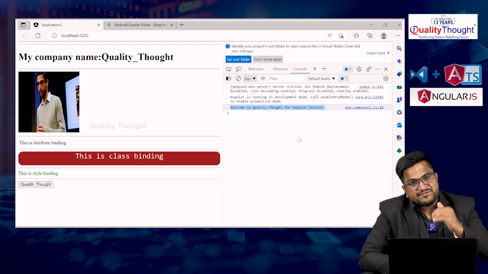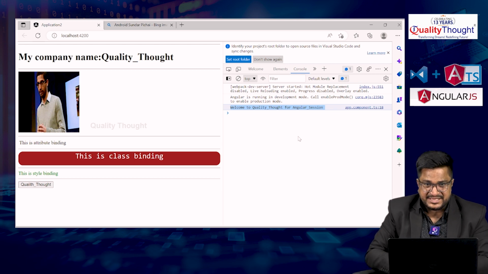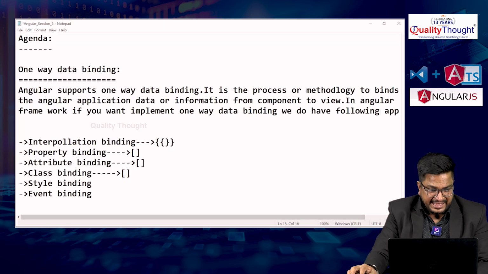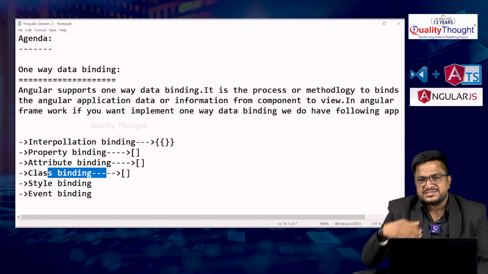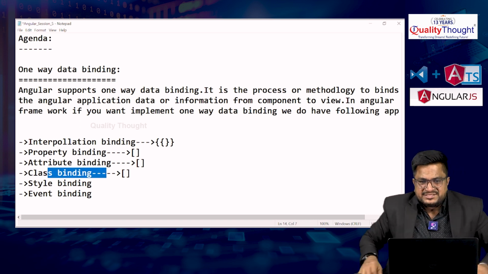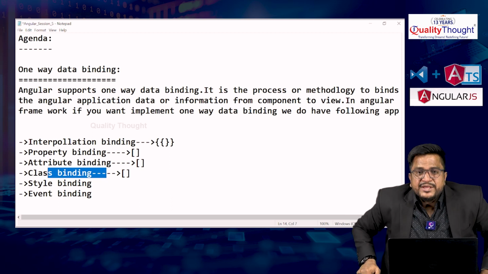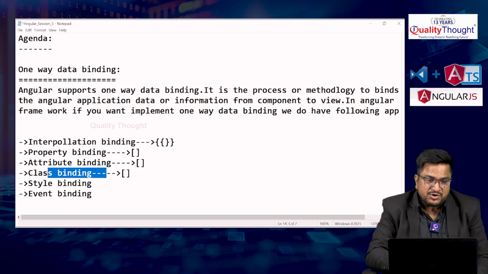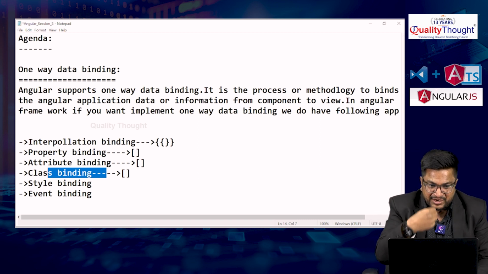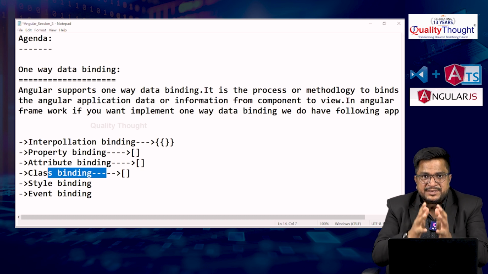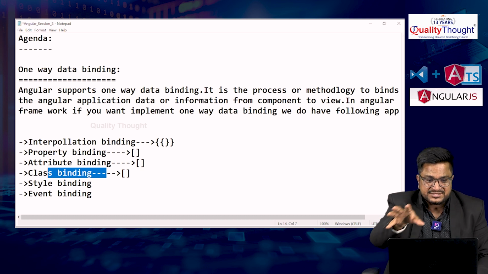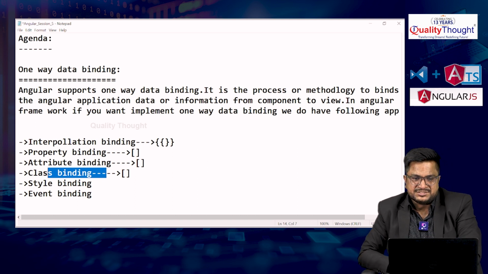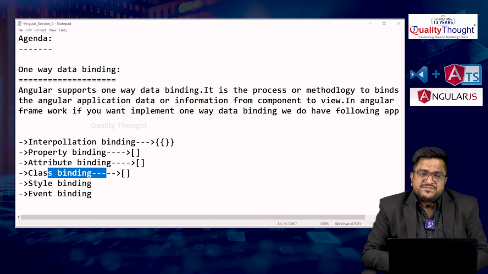Fifth is style binding, and as well as event bindings, as you notice on the screen: attribute binding, class binding, style binding, and event bindings. So this is today's session on complete one-way data binding: how many ways we can perform one-way data binding to bind our application data from component to view. This is the complete practical Angular application. This is the session for today.